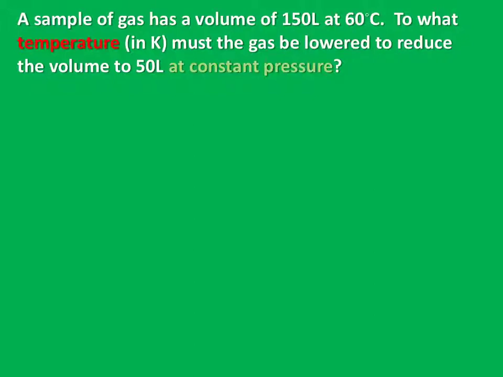This example reads, a sample of gas has a volume of 150 liters at 60 degrees Celsius. To what temperature, in Kelvin, must the gas be lowered to reduce the volume to 50 liters at constant pressure? There are a couple of clues within the question. First, temperature will need to be converted to Kelvin. And second, since pressure is held constant, we won't use pressure. We will only concentrate on volume and temperature so we can figure out which gas law we're dealing with.